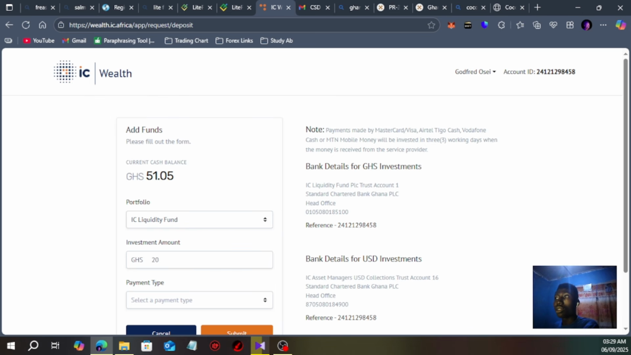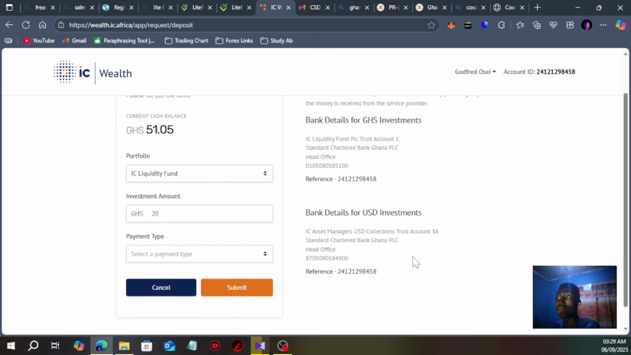Let me talk about this very important thing right here. You are making your transaction from your bank account. You have to consider this, especially the reference number, which is very important. The two accounts over here are the Ghana Cedis investment and the USD investment.